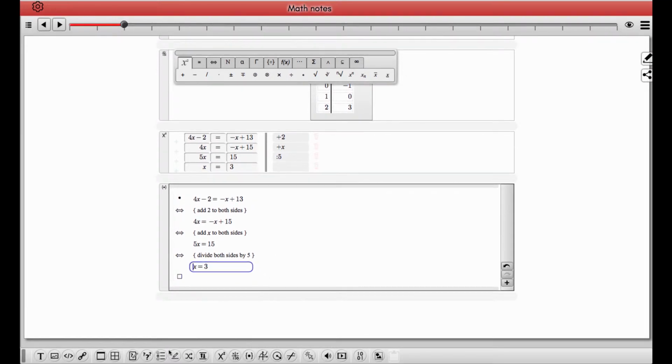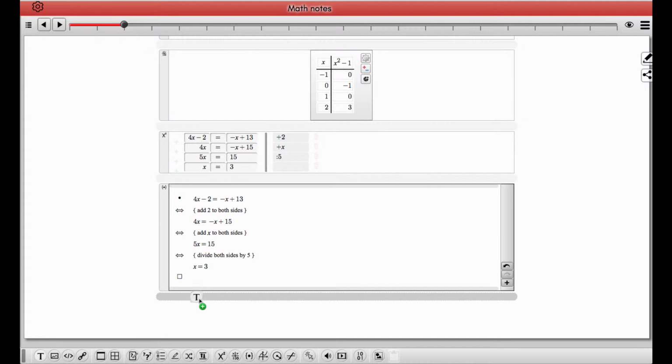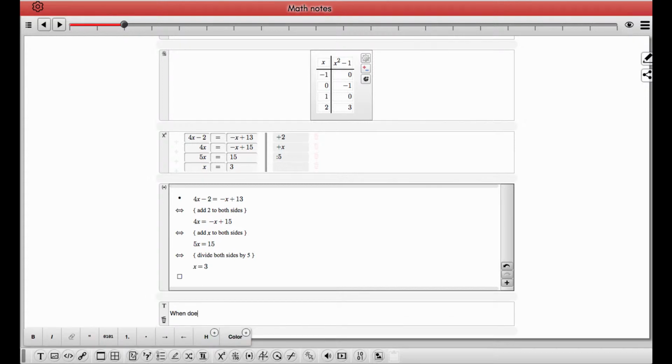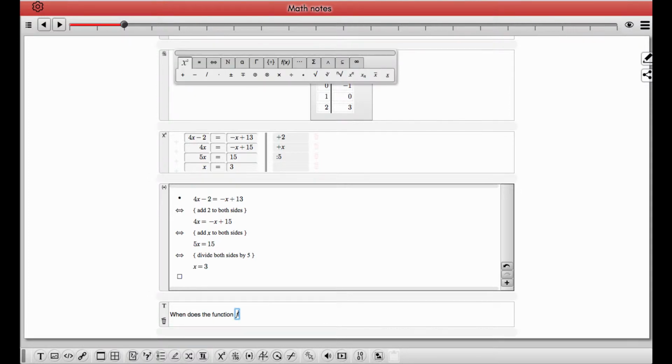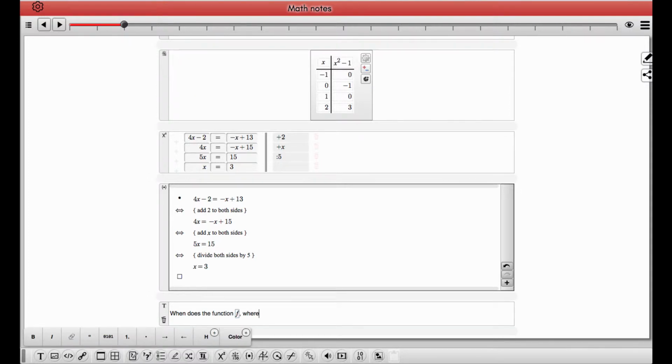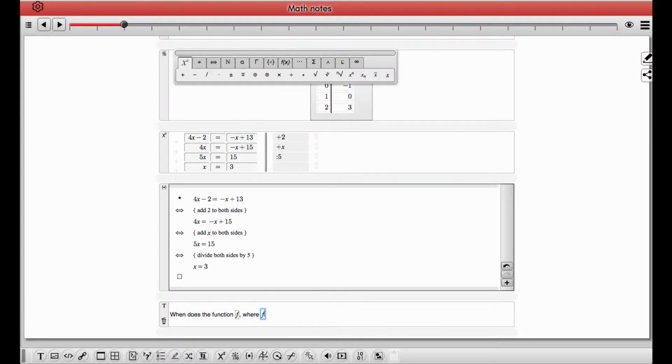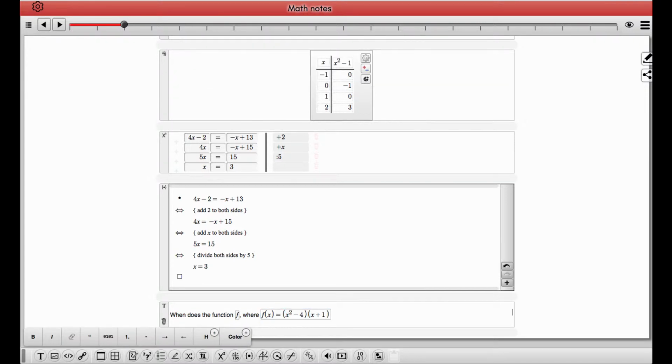Usually, the calculations alone are not enough to solve a problem. We also need other types of explanations. That's when we might want to use the graph tool and the sign chart tool. Let's study the behavior of the function f of x equals x to the power of 2 minus 4 times x plus 1. When does it take negative values?